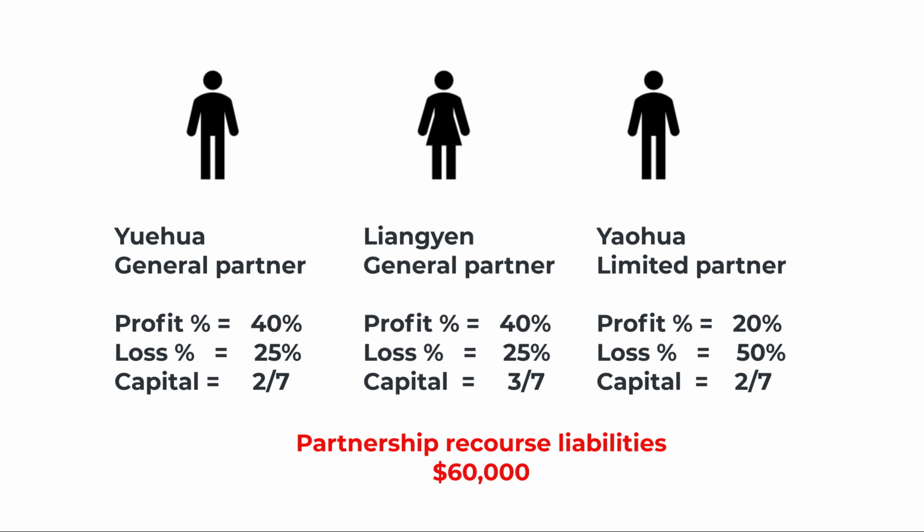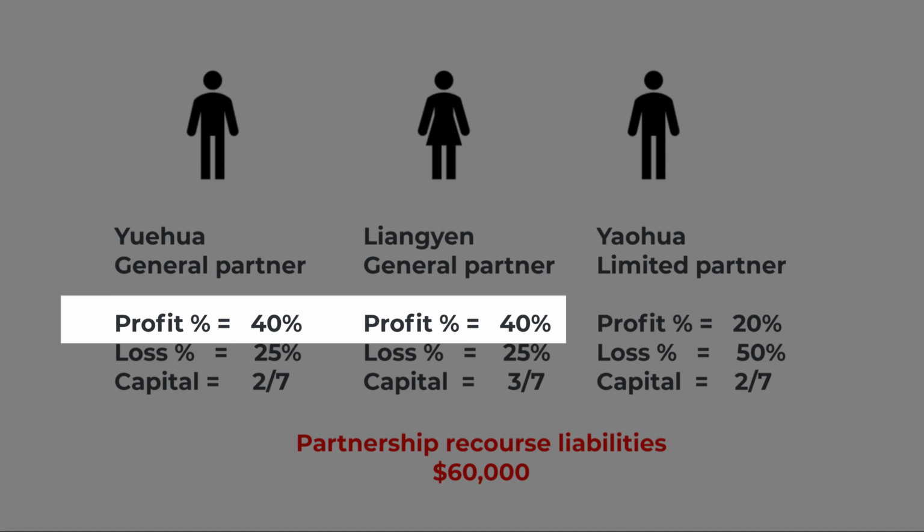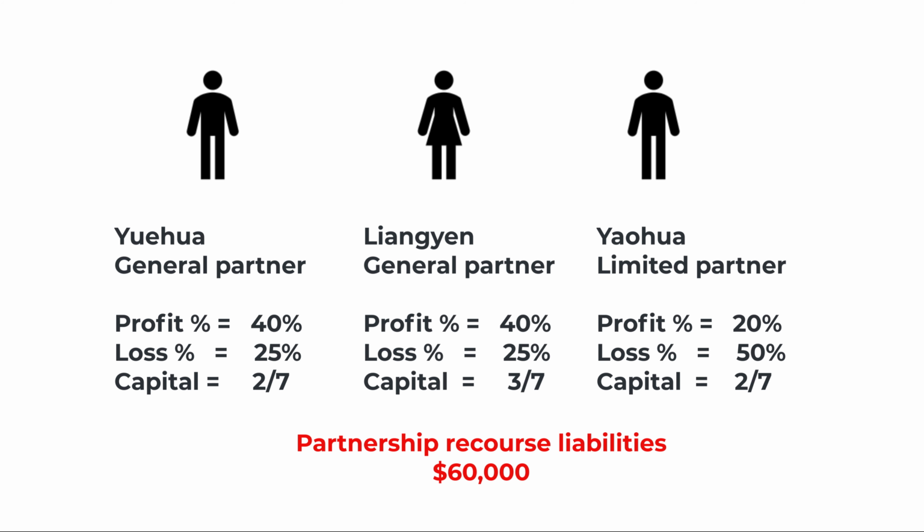In our example, the general partners have a 40% profit sharing ratio, while the limited partner has only a 20% profit sharing ratio. The general partners have a 25% loss sharing ratio, while the limited partner has a 50% loss sharing ratio. The partnership recourse liabilities are $60,000.